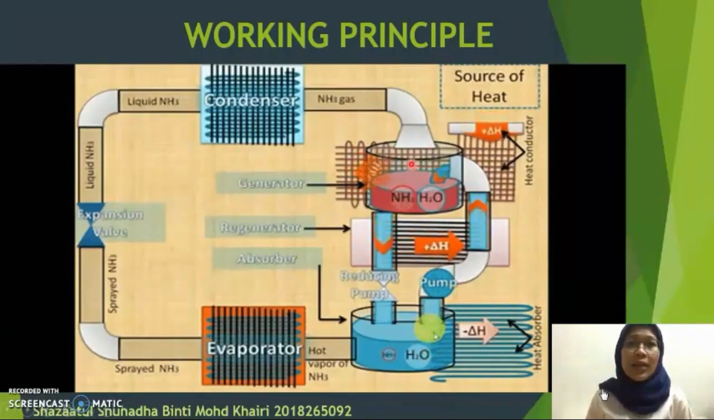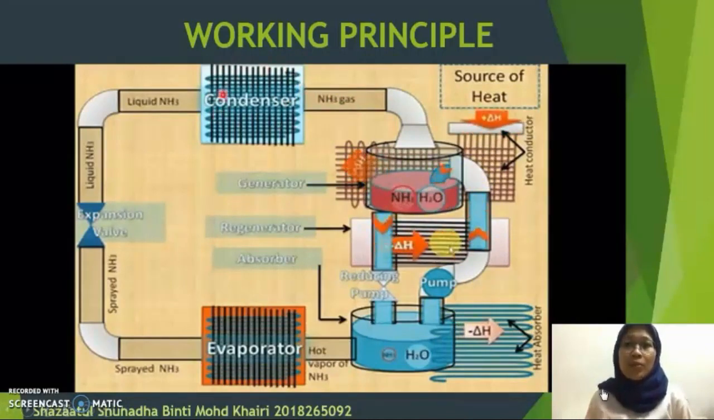Next, the high temperature, high pressure ammonia vapor will enter the condenser. So when this ammonia vapor enters the cold condenser, it will release heat and completely convert into liquid. This condenser can be cooled by water or air or other substances from external sources, which will liberate the heat coming to the condenser.